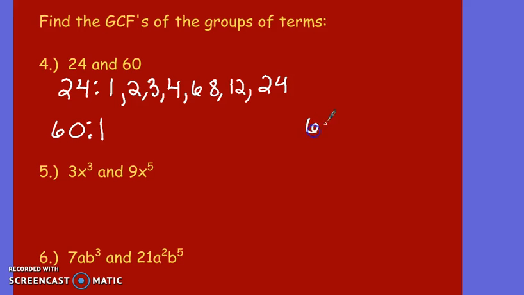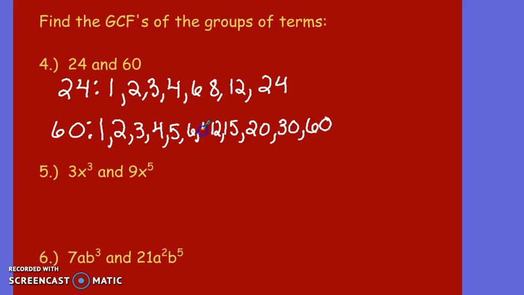For 60, it's a little bit bigger, so that's why you want to be organized about it. 1 times 60. 2 times 30, 3 times 20, 4 times 15, 5 times 12, and then you also have 6 times 10. So that's why you have to be organized, because otherwise you might miss a number in there. So I'm looking at my list, and the biggest number I see in common is a 12. So your GCF equals 12.